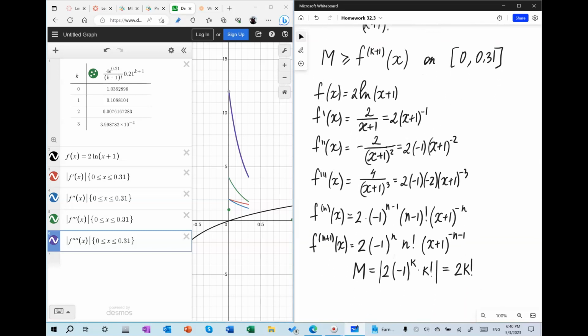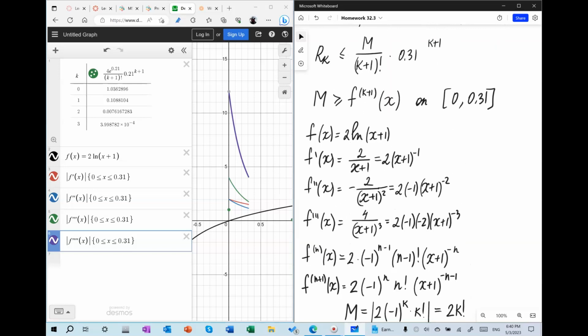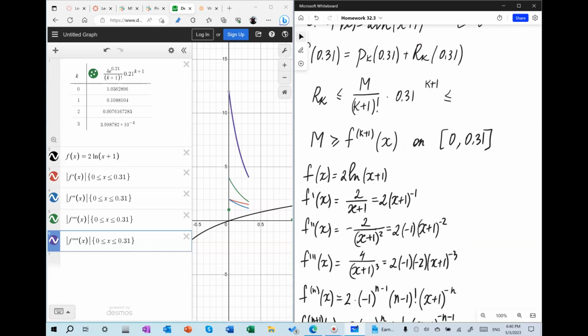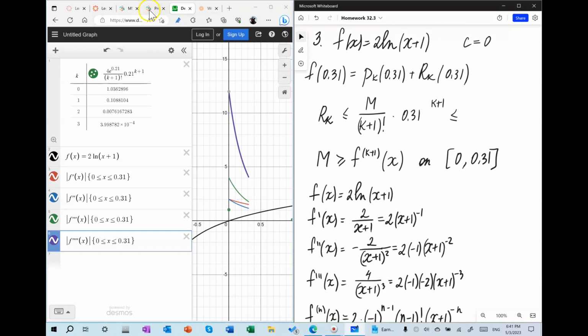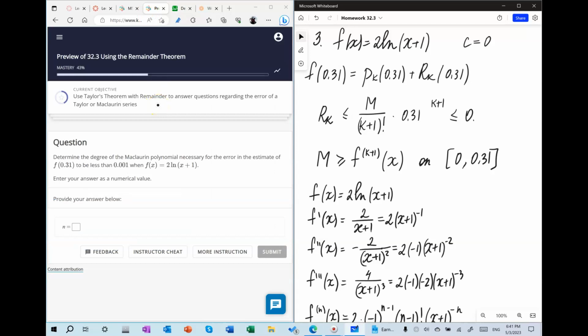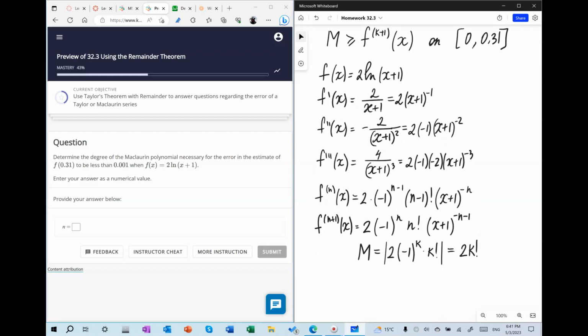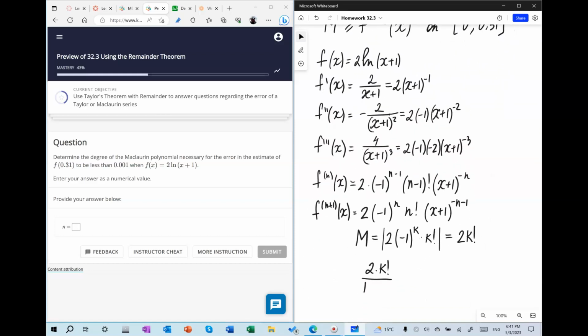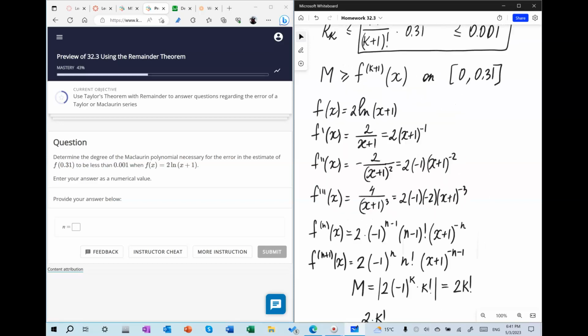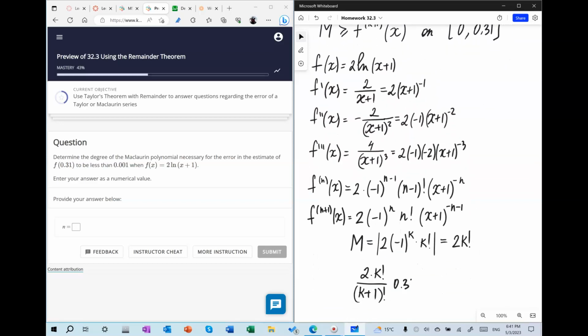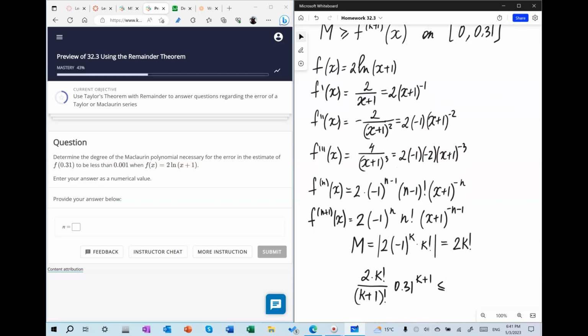And now we can plug everything in to this inequality. We want this to be less than what? What was the problem? I already forgot. 0.01. Right, so this is the inequality that we are trying to solve. So M is now 2 times k factorial, divided by k plus 1 factorial, and we have 0.31 to the power k plus 1. We want all that to be less than 0.01.